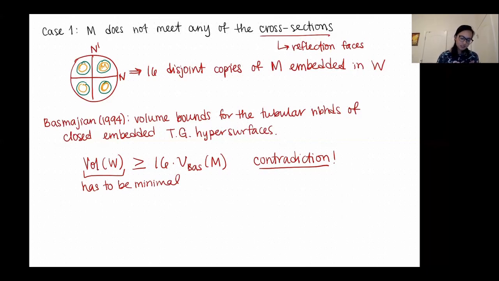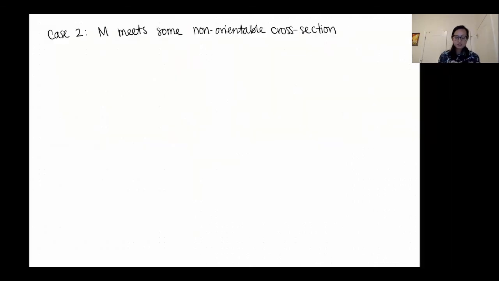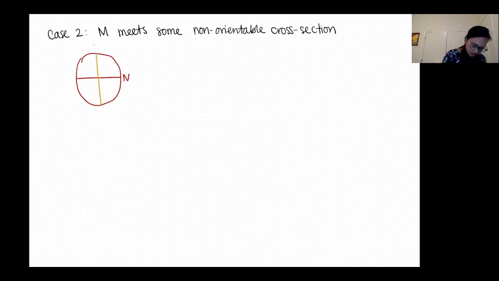Now let's look at the second case. Again, remember there's at least one cross section which is orientable, and we already showed that M does not meet that one. But what if it meets some non-orientable cross section? Let's draw again the same cartoon. Let's say this one here is N, the orientable one that we know it doesn't meet. And here let's put some other one that it probably does meet. So M would have to meet at something like this. But now we can reflect in N, so there's at least 2 of them.